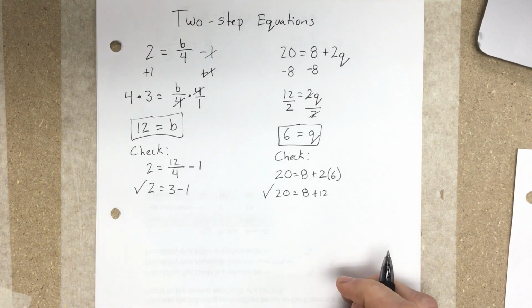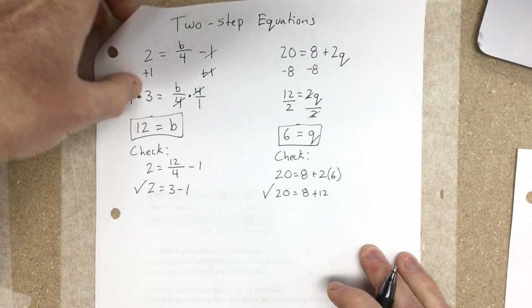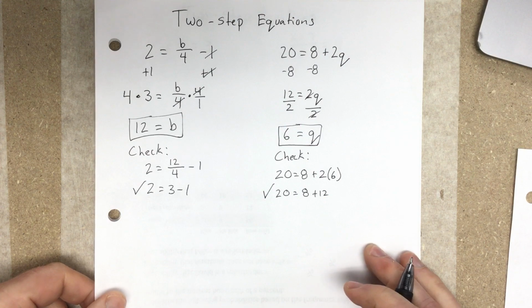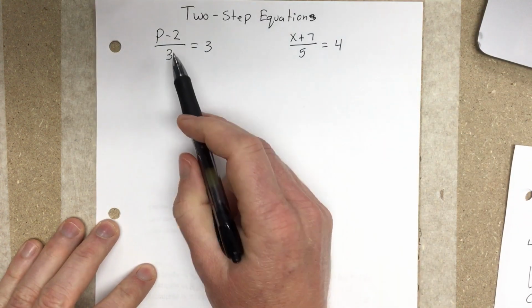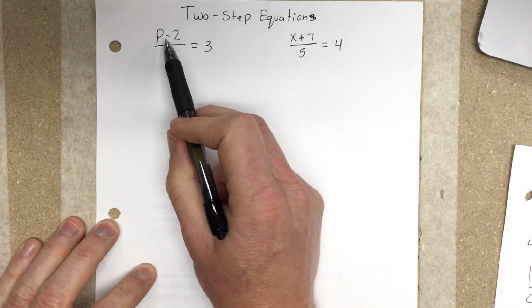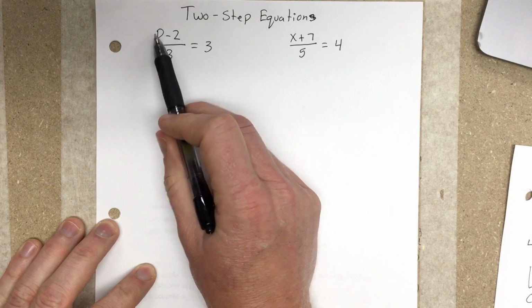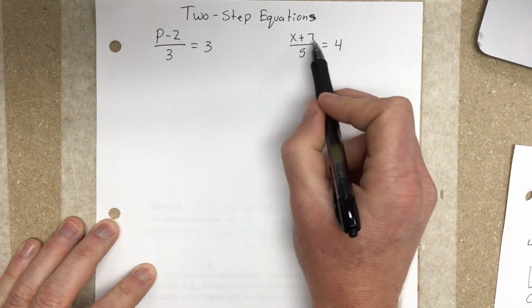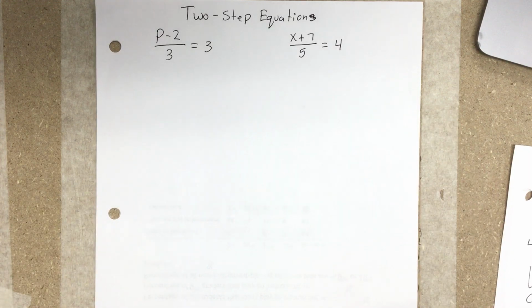So far, these have been pretty standard two-step equations. Now we're going to get some two-step equations that include a little bit larger fraction. So you can see that now, these are usually the scary ones. Now we have p minus 2 on top, so we have 2 terms on top of the fraction, and then 3 on the bottom, and then x plus 7 on top, and then 5 on the bottom. It looks scary. It's actually the same steps that we took in the previous problems.